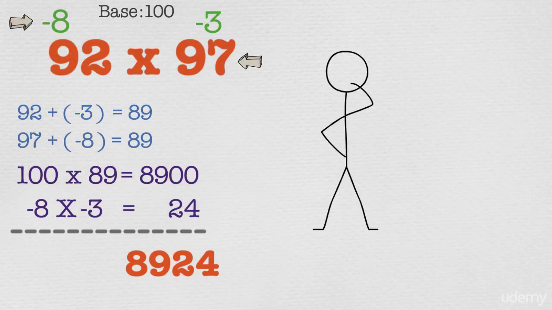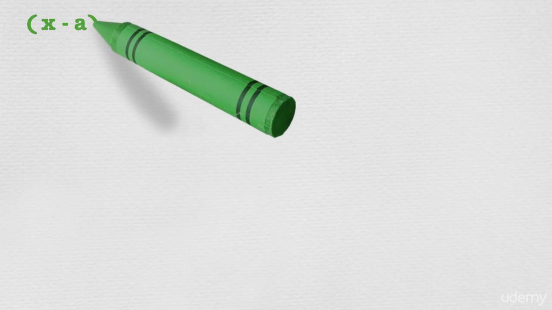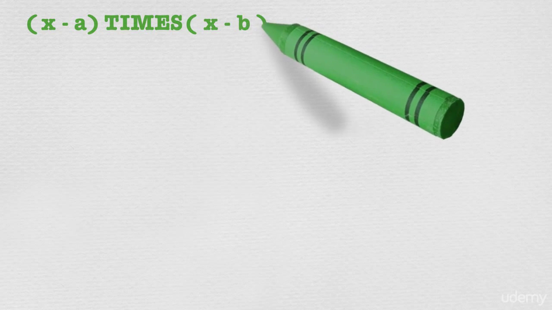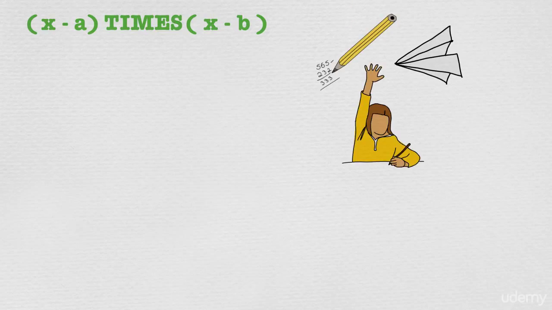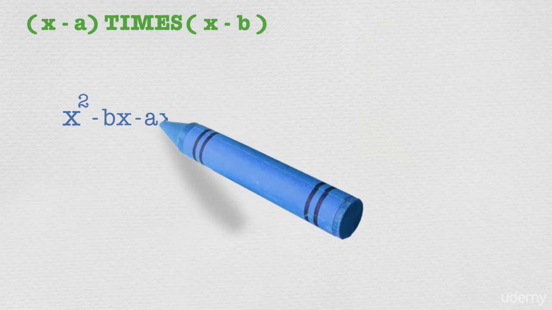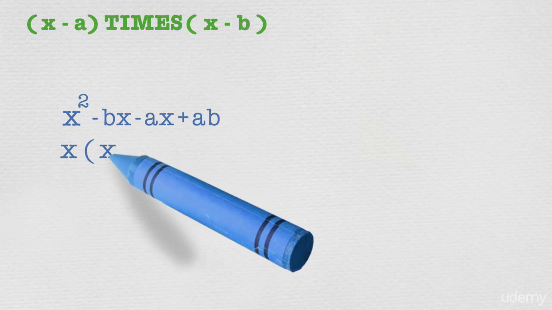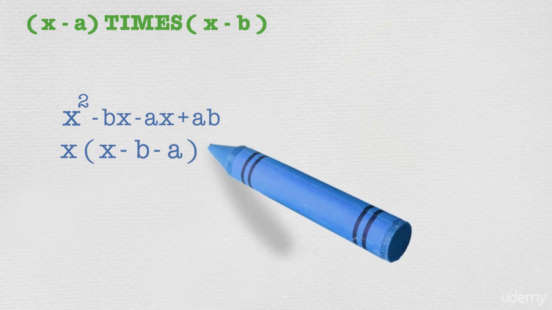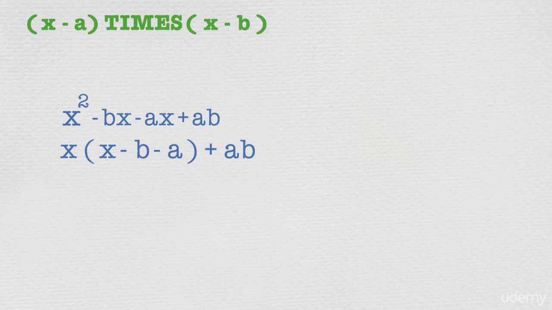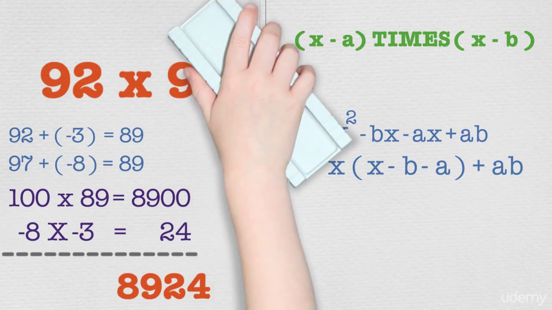So focus for a moment on this algebraic expression. (x minus a) times (x minus b). This is something you would have seen in school. And solving this expression gives us x squared minus bx minus ax plus ab. Since x is present in all the first three terms, let's get it to one side. So we have x times (x minus a minus b) plus ab. Now let's put this formula and our earlier exercise side by side.